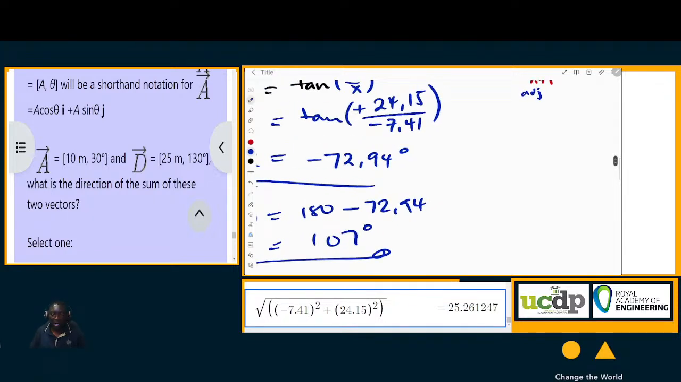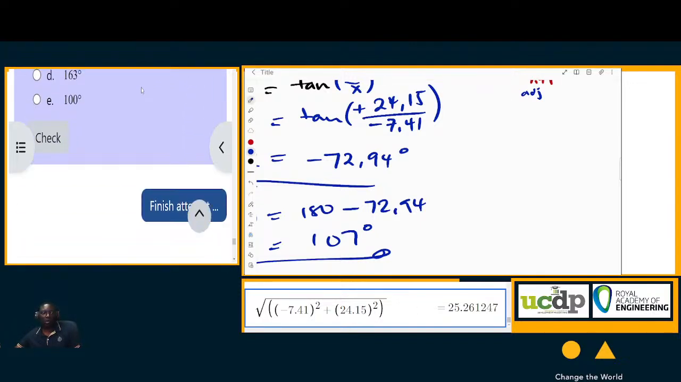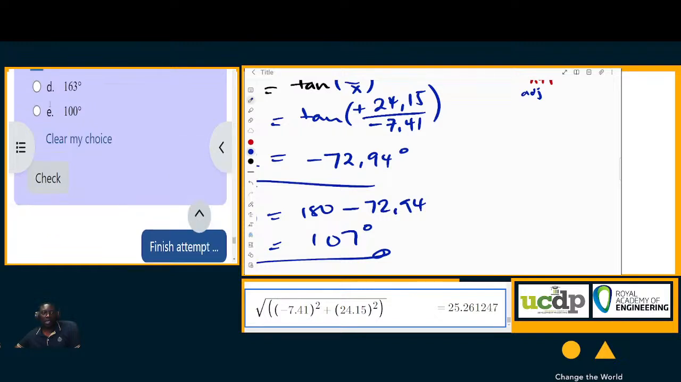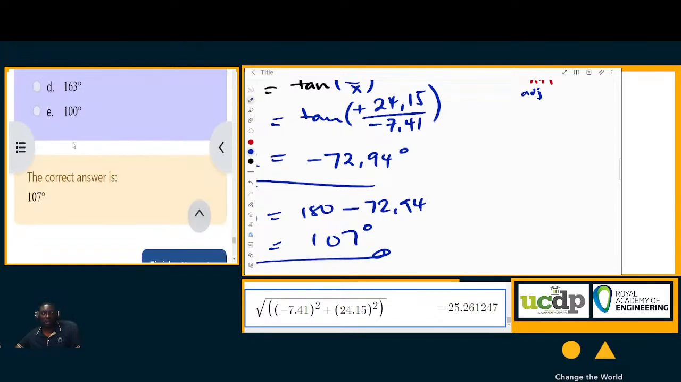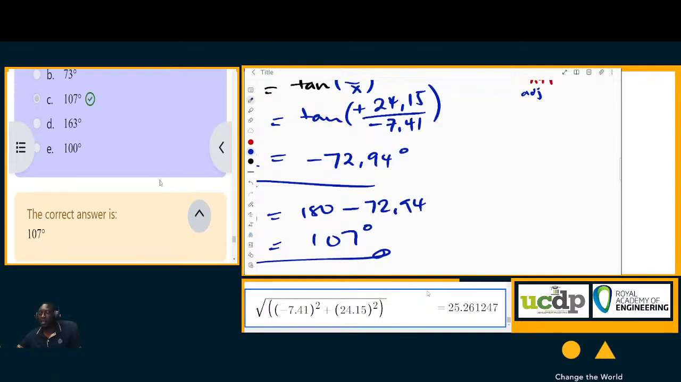That's perfect. So well done. You did that one in a short space of time. I'm sure everyone else can follow. 107 degrees is C of our choices. So that's basically the correct answer.